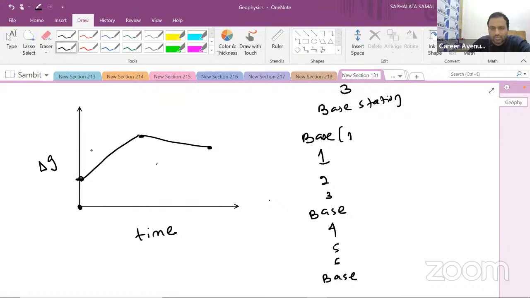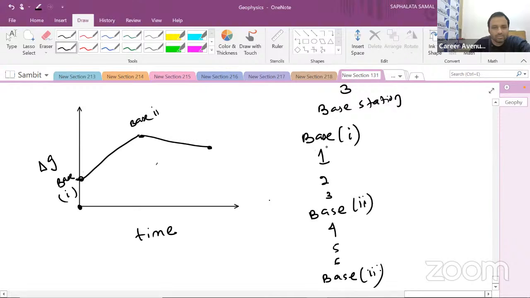This is base 1. Let's say base Roman letter 1. This is Roman letter 2 and 3. So this is the base 1. This is the base 2. This is the base 3. This line is called as the drift line.